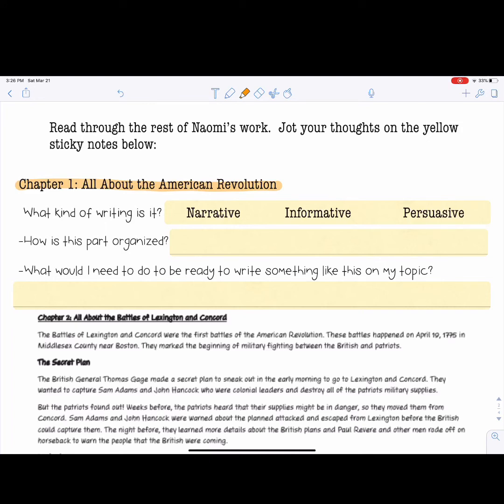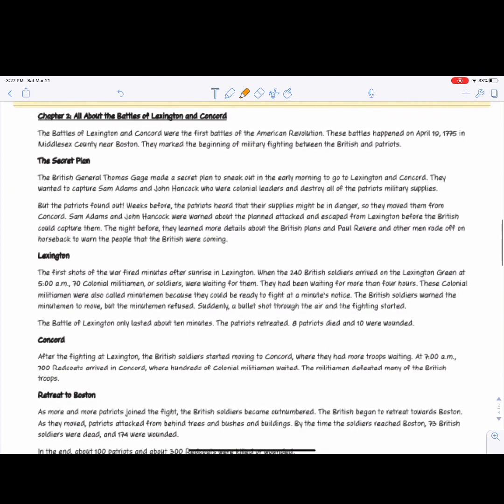What do you notice? And then if you were to write something similar about your subtopic, the Texas Revolution, what would you need to be ready in order to write this? So that may mean you need to go back and look at your notes. Maybe you need to look at your timeline. What do you think you would need to review to write a chapter just like this mentor text? Okay, let's go ahead and scroll down to Chapter 2.